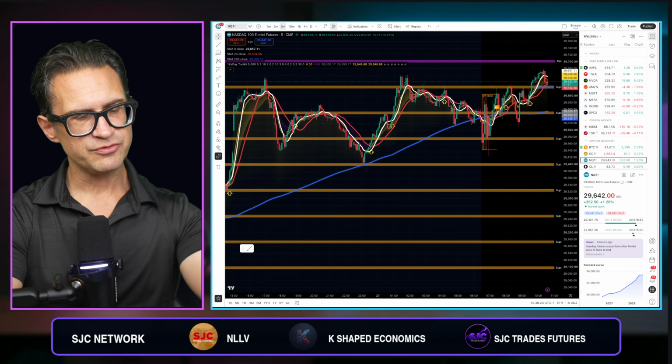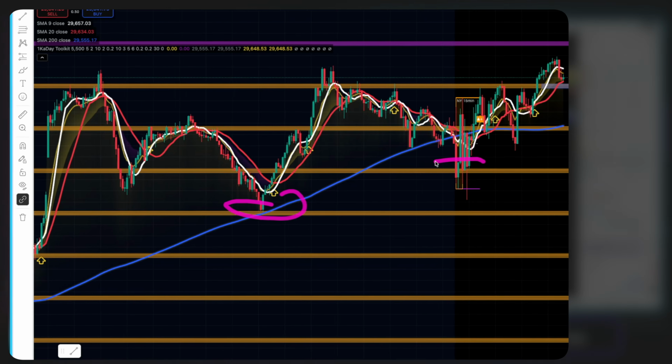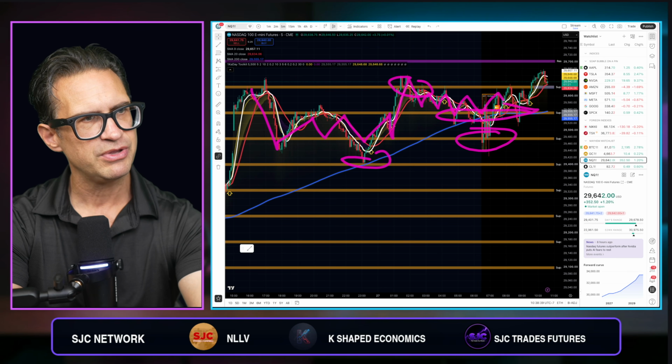I have snapped my 1K toolkit on to show you how perfectly these levels line up. I love this tool. I can't wait to unleash it on the world. When you're looking at this chart right here and you see nothing but bouncing around, this translates to massive periods of chop.